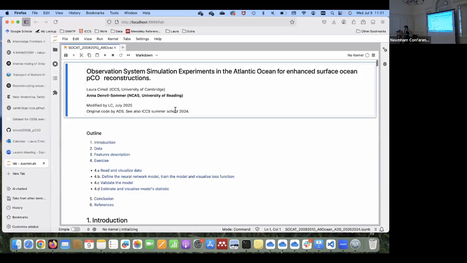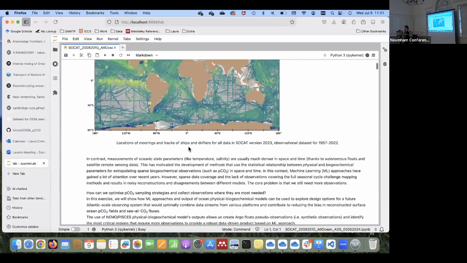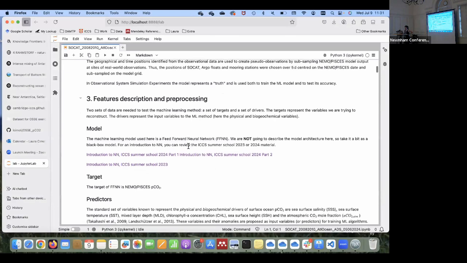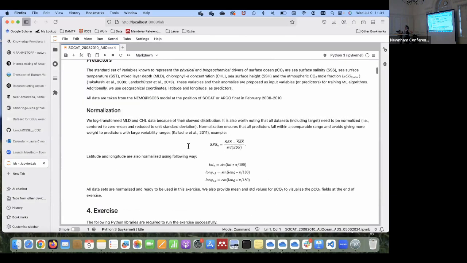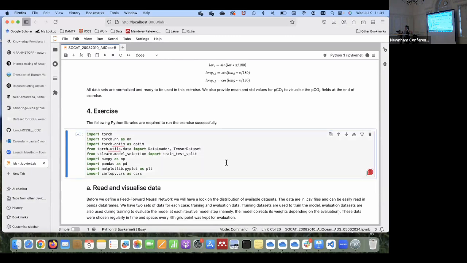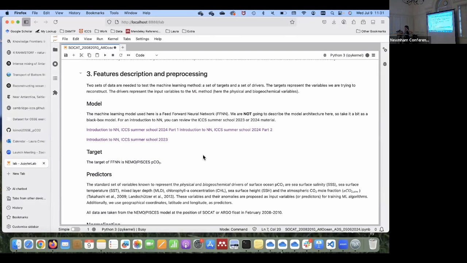Okay, so again, the introduction is the same as what I just discussed, and the data section discusses the three designs again. So if everybody is here, I'll start this since this might take a while, and in the meantime we can discuss the features.